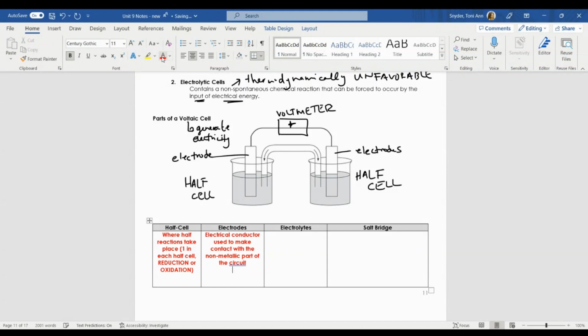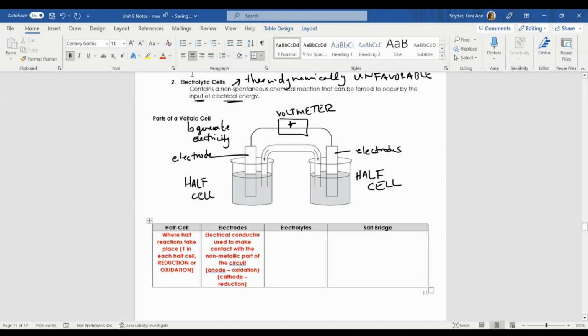Now, you do have 2 electrodes, but each electrode has a more specific name depending on what reaction is happening at each electrode. So you have an anode. The anode is the electrode where oxidation occurs. And you have your cathode, which is where your reduction occurs. So your anode and your cathode are the 2 specific names for the electrodes, okay? Oxidation always occurs at your anode, and reduction always occurs at the cathode.